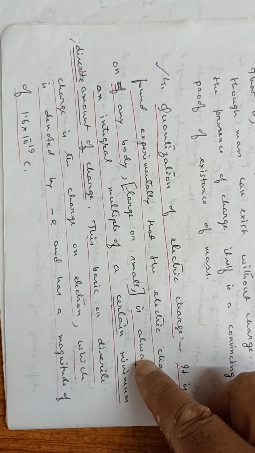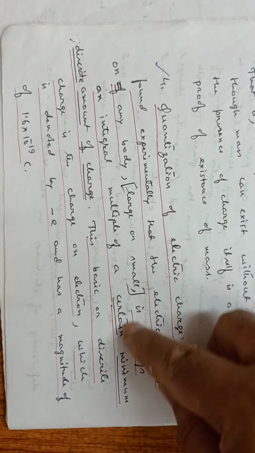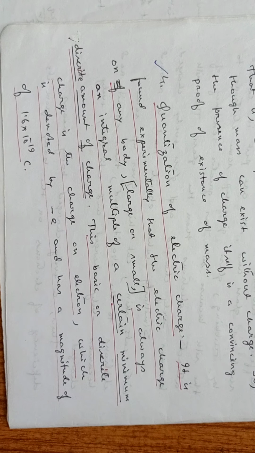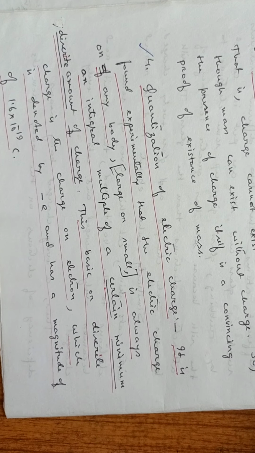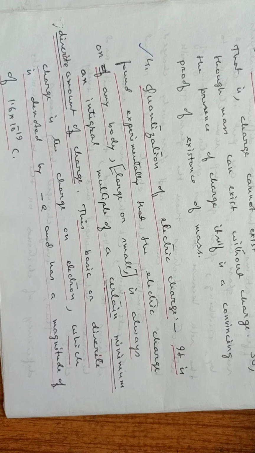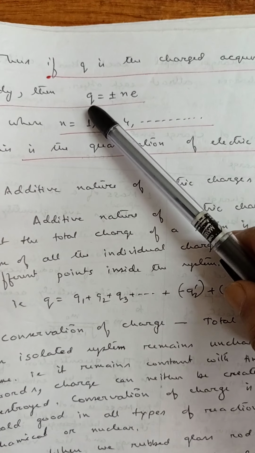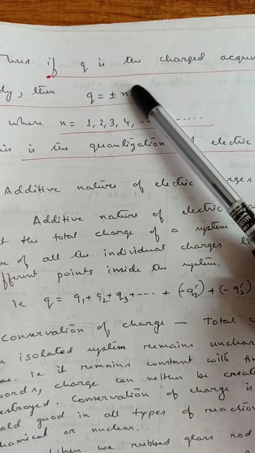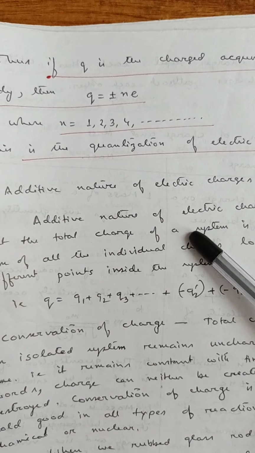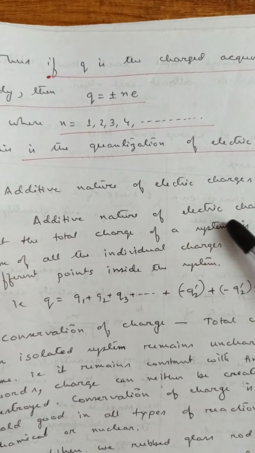The charge on any body is always an integral multiple of a certain minimum discrete amount of charge. This basic charge is the charge on the electron, denoted by minus e, with a magnitude of 1.6 into 10 to the power minus 19 coulomb. That means a body cannot have a charge less than the charge on an electron. The charge on any body is always an integral multiple of the charge on an electron. So this is called quantization of electric charge.